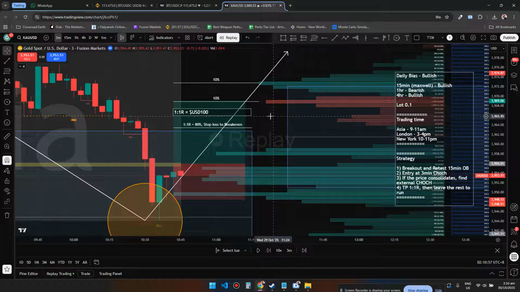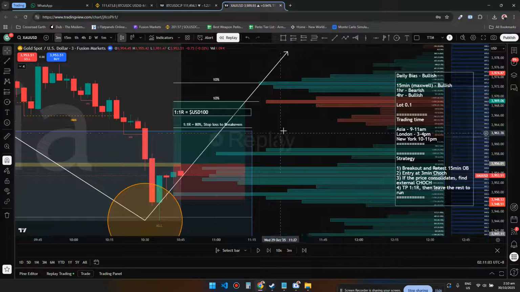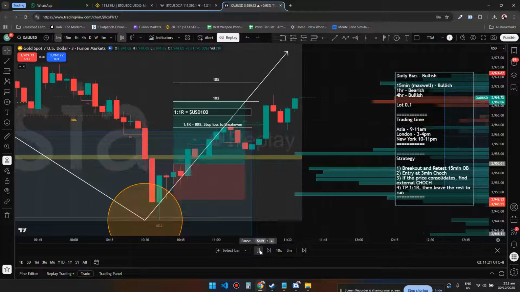So you can see there are a few points of interest based on the volume delta. Basically, this is saying that this area has a lot of volume, so price could reverse after reaching this area. Same thing for here. So let's take a look where the trade would go.